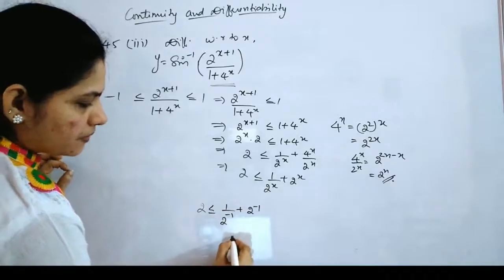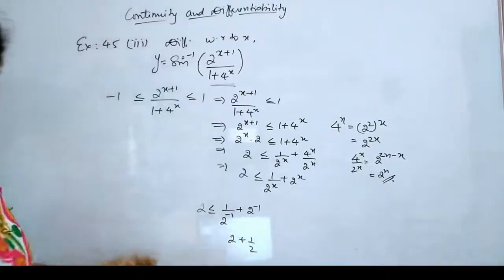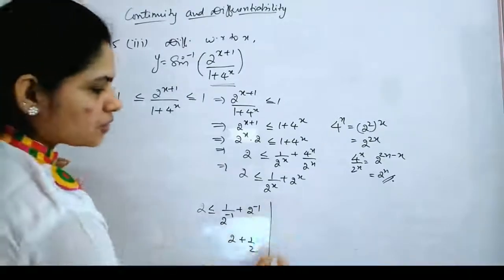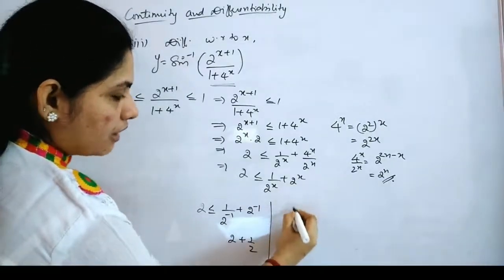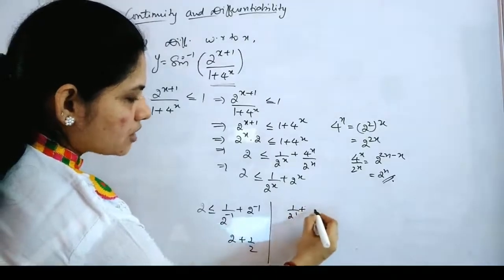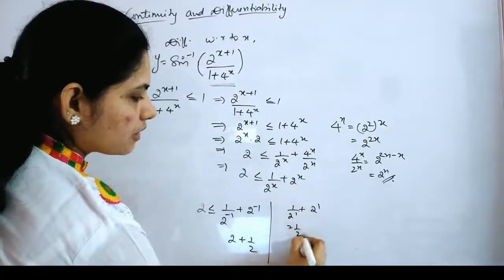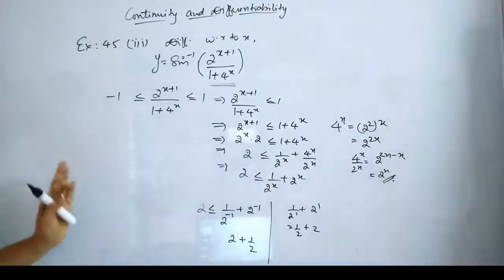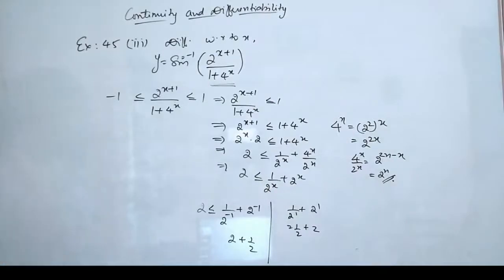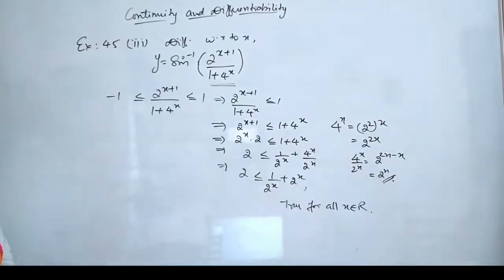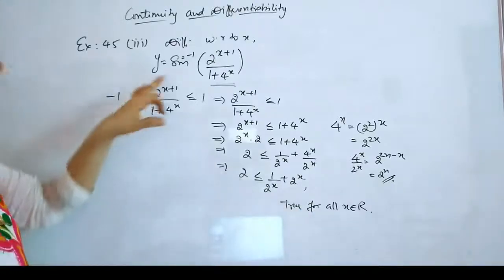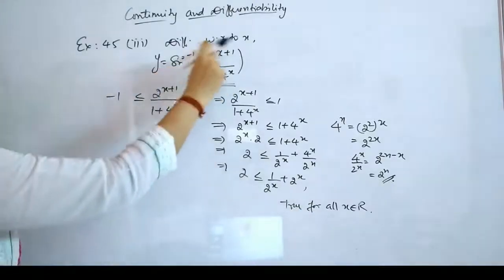That means it will just become 2 plus 1 by 2. So 2 plus a positive quantity you are getting, which means it will be greater than 2. Again, if you substitute a positive number, suppose 1, you get 1 by 2 raised to 1 plus 2 raised to 1, which is again 1 by 2 plus 2. So in between values you will get only a positive value, which is every time greater than or equal to 2.